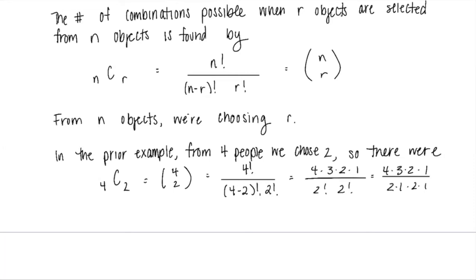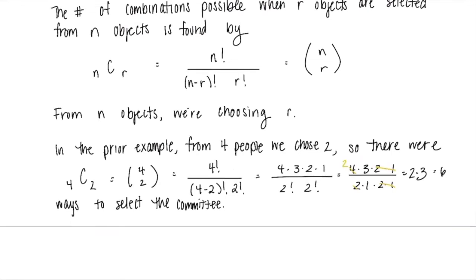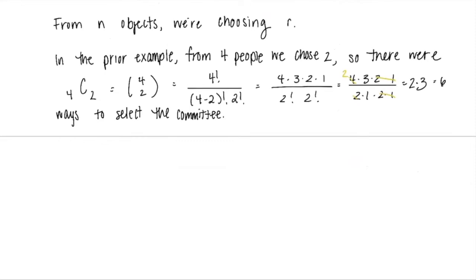If you go through and simplify this, the 2 times 1s cancel. 2 goes into 4 2 times. So you're really left with 2 times 3, which is the 6 that we were able to come up with on our own. So there were 6 ways to select the committee. So this helps us out a lot more when I have more possibilities and I can't list every single one of them. So just again, make that distinction. Does the order matter or does it not? Okay.